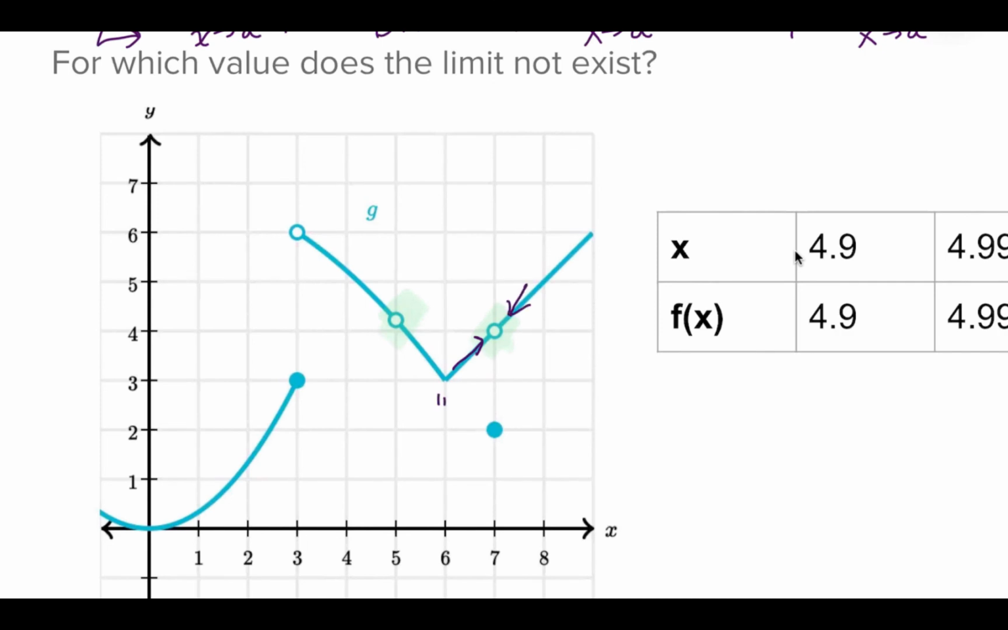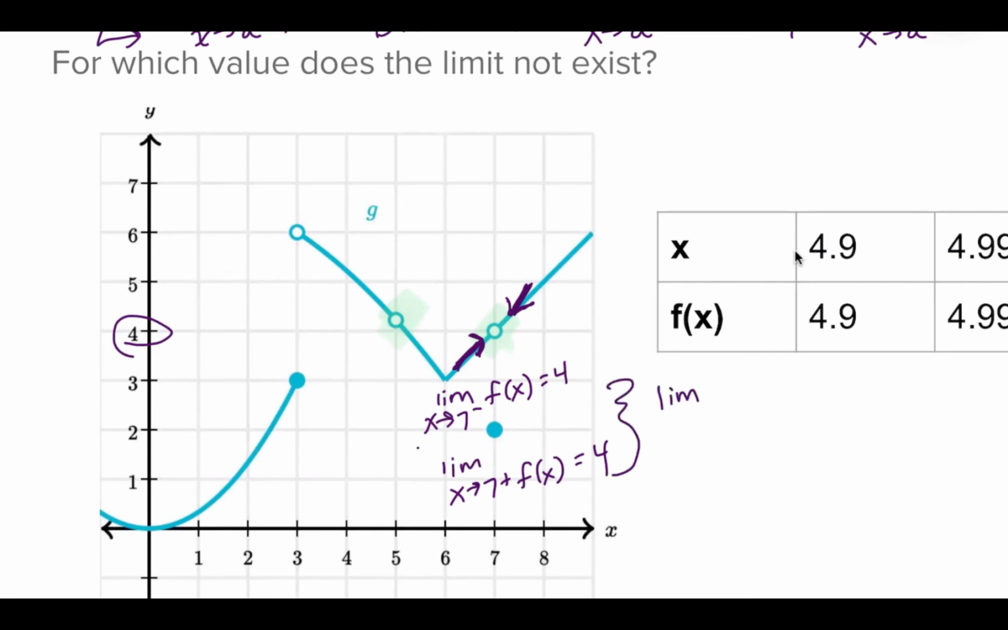Okay, let's look at the limit as x approaches 7 from the left. So from the left, the limit as x approaches 7 from the left is going to 4. And then the limit as x approaches 7 from the right of f of x, so this way, it's also going to 4. So even though there's that weird hole there, they're still going to the same point. So because these two things are true, I can just say the limit as x approaches 7 of f of x equals 4.